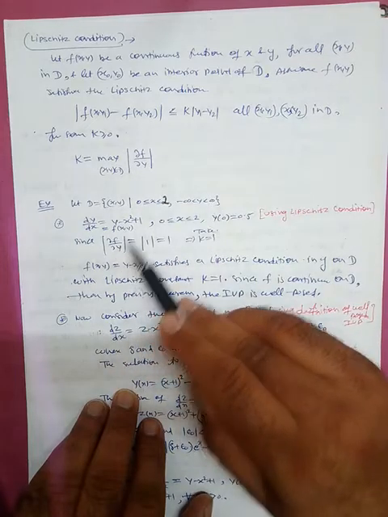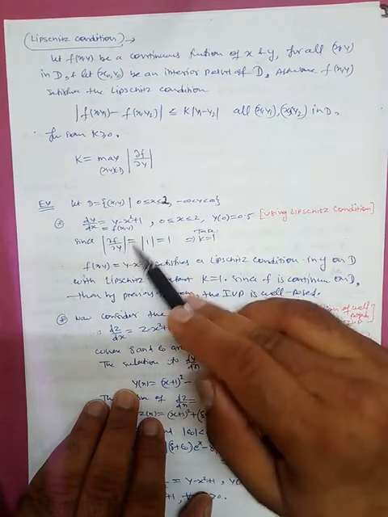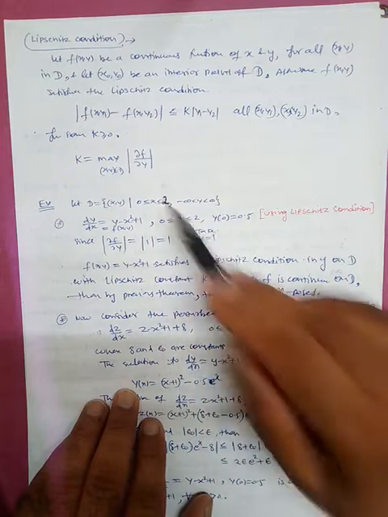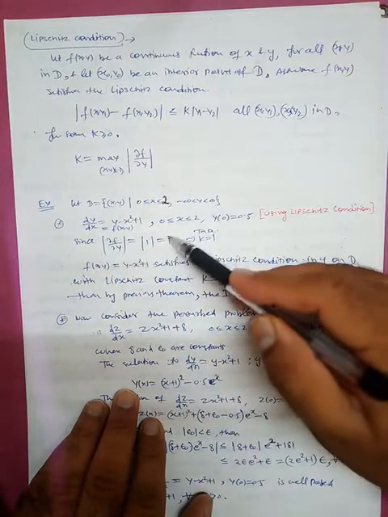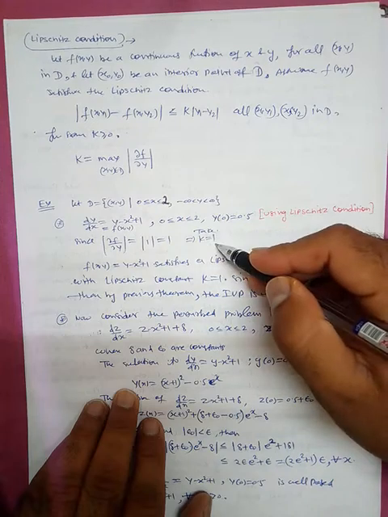So del f by del y will be what? According to this it should be 1. Now find out the magnitude. So the magnitude of 1 will be 1. So obviously, since this is a constant, the maximum of this value is also 1. That's why k should be 1.